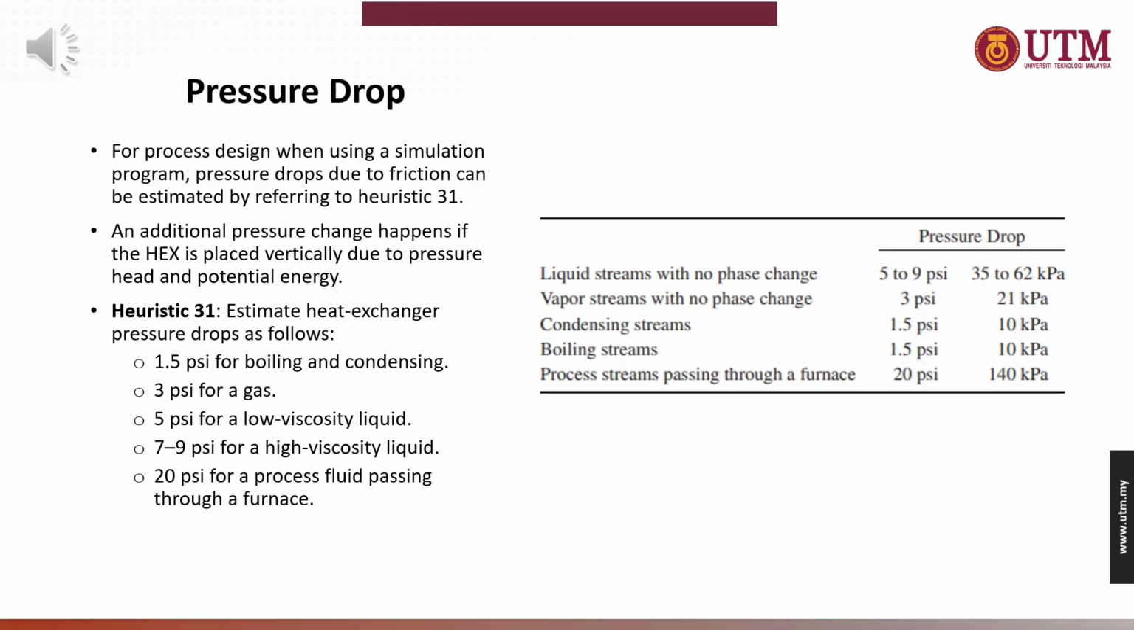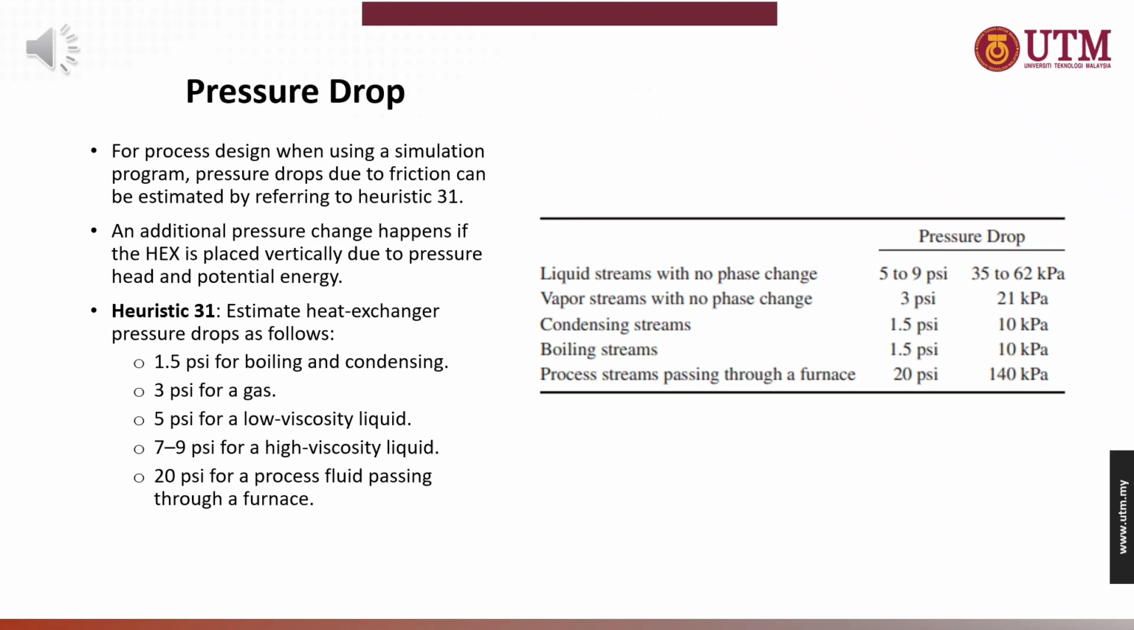Furthermore, pressure drop is one of the important components in heat exchanger design. For process design when using a simulation program, pressure drops due to friction can be estimated by referring to heuristic 31. An additional pressure change happens if the heat exchanger is placed vertical due to pressure head and potential energy.